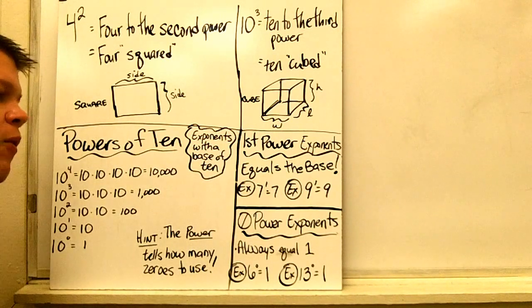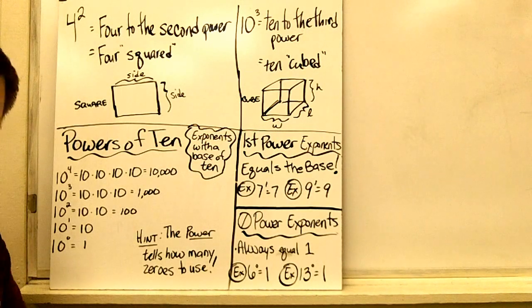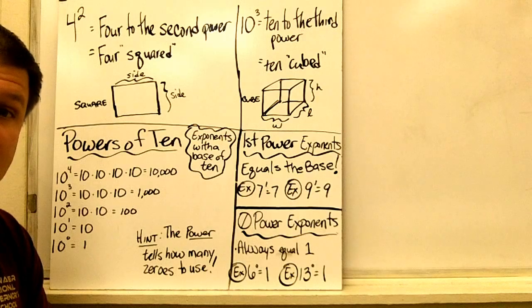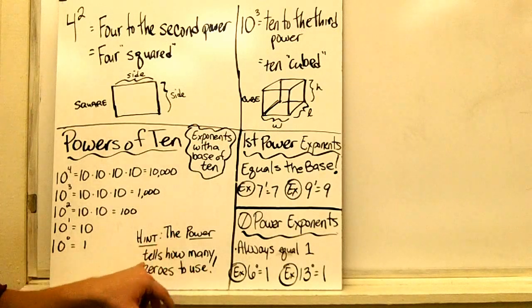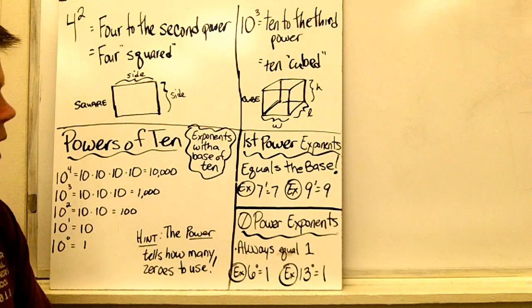That's actually a rule that we will follow. Any number to the 0 power equals just 1. And hopefully you'll remember that, because they like to throw those on tests quite often. Hint, hint. Hint, the power tells us how many zeros to use. So make sure you're writing these things down.